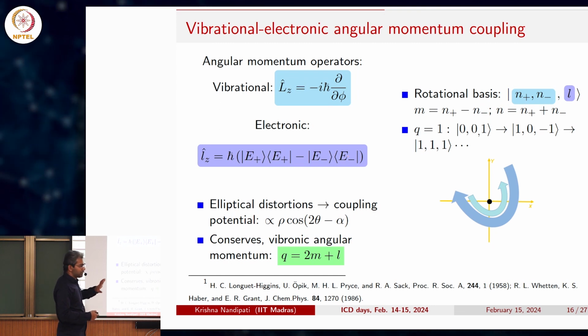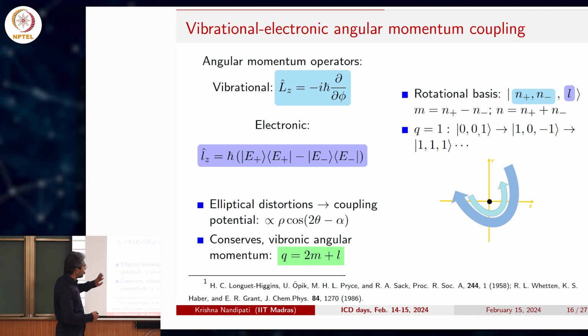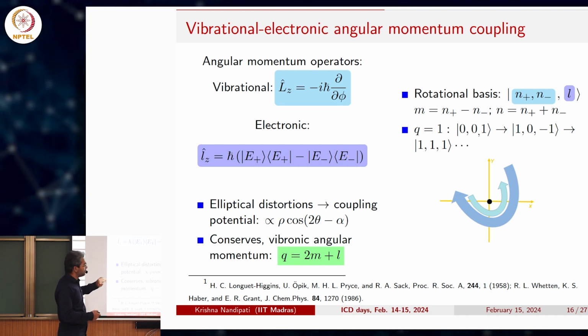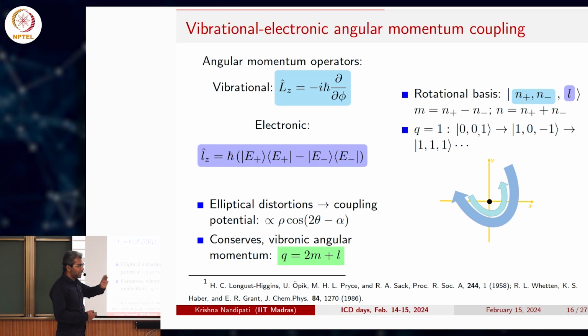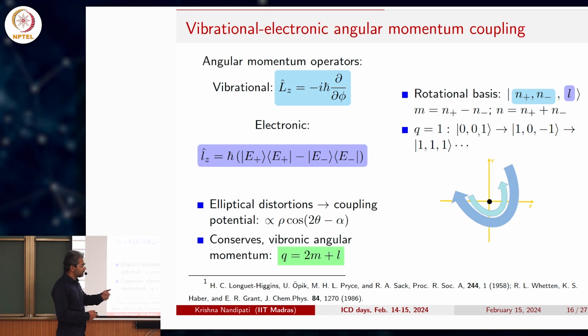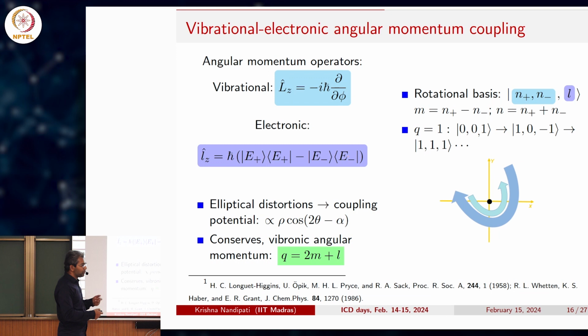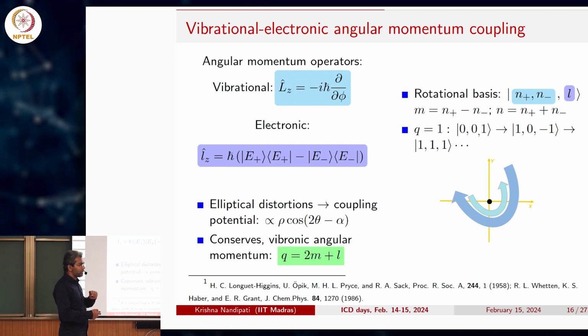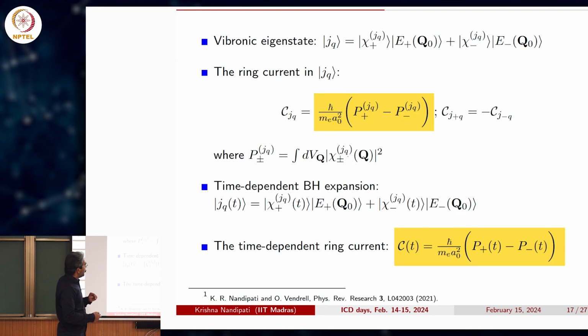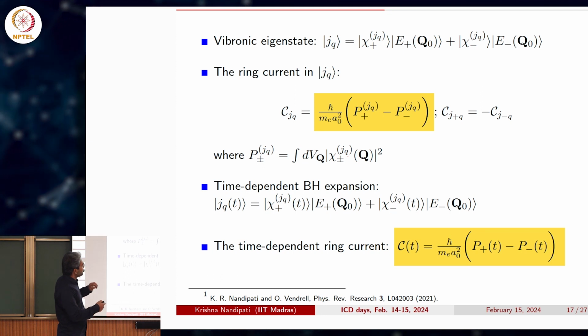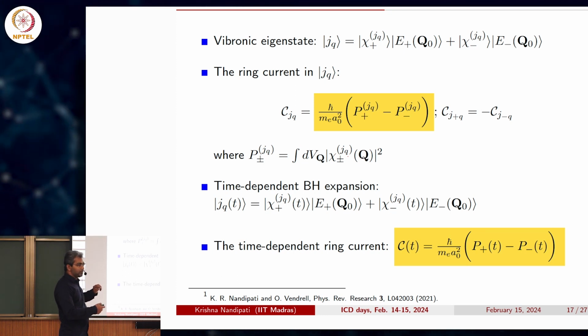Following angular momentum criteria and things like this, I'm not getting into the details of the model here, but let's assume that you could diagonalize it, identifying a proper basis which conserves the total vibrational and electronic angular momentum of the system, and you get the so-called eigenstates of this particular Jahn-Teller molecule.